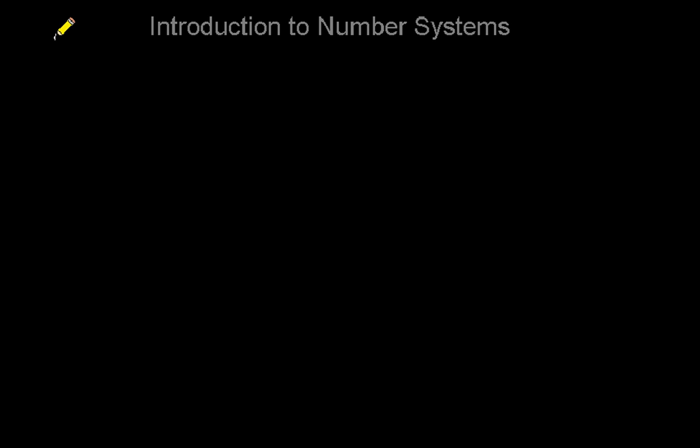What will we say? 1, 2, we just keep adding 1 to it, 3, 4, 5, 6, 7, 8, 9, 10, 11, 12, 13. So pretty easy, always adding 1 to the previous one.